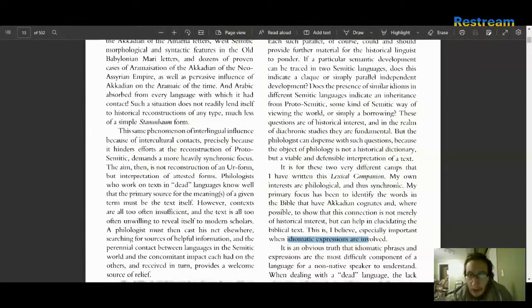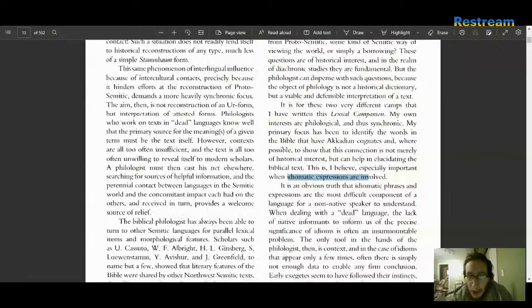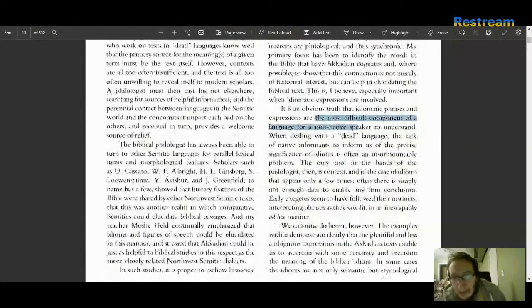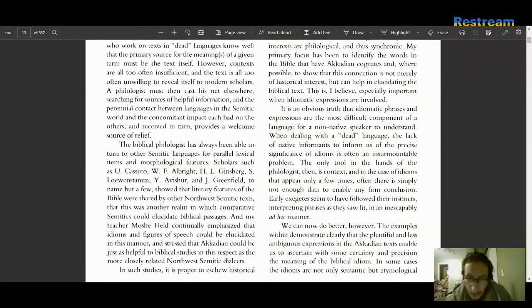It is an obvious truth that idiomatic phrases and expressions are the most difficult component of a language for a non-native speaker to understand. When dealing with a dead language, the lack of native informants to inform us of the precise significance of idioms is often an insurmountable problem. The only tool in the hands of the philologist is context, and in the case of idioms that appear only a few times, often there is simply not enough data to enable any firm conclusion.